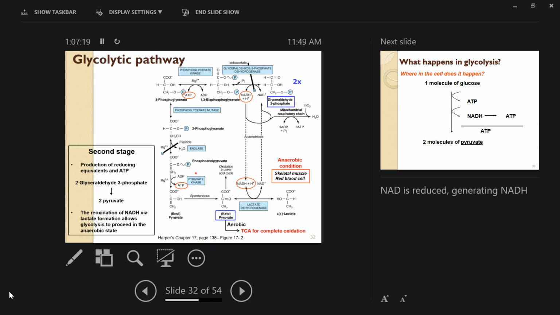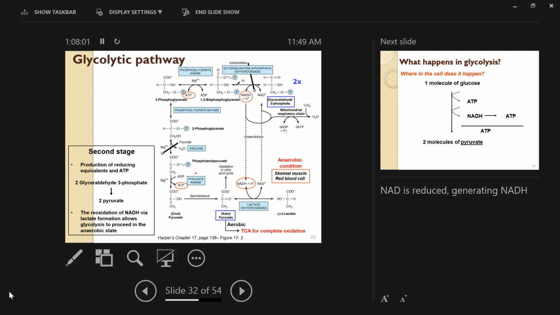4, yes, right? In the first stage, one glucose molecule breaks down into two 3-carbon intermediates. Then the two 3-carbon intermediates enter the second stage, and each produces two ATPs. So you have two 3-carbon intermediates from glucose, so you should have double the ATPs. So we generate four molecules of ATP in the second stage of glycolysis. Does that make sense? Okay.